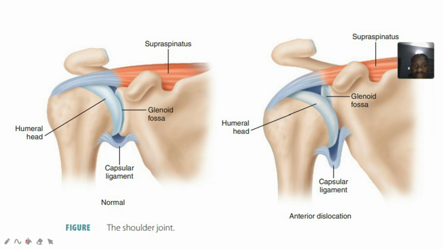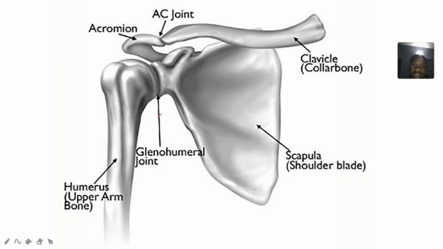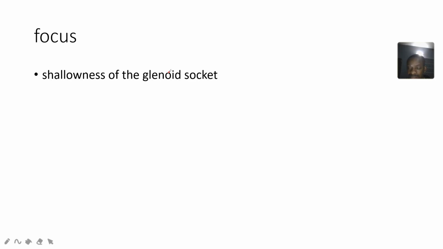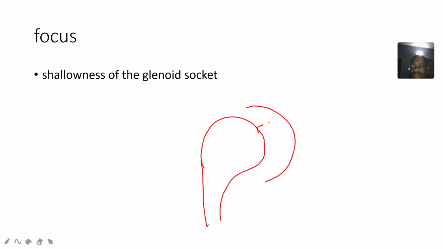This is the glenoid socket, also known as the glenoid fossa. It's supposed to be deep enough so that the head of the humerus can go in, giving you a shoulder joint that is relatively stable. But instead of this glenoid socket, fossa, or cavity being as deep as this, so that the head of the humerus can enter like this, giving you a stable shoulder joint, it can be just shallow like this. It's not deep enough.